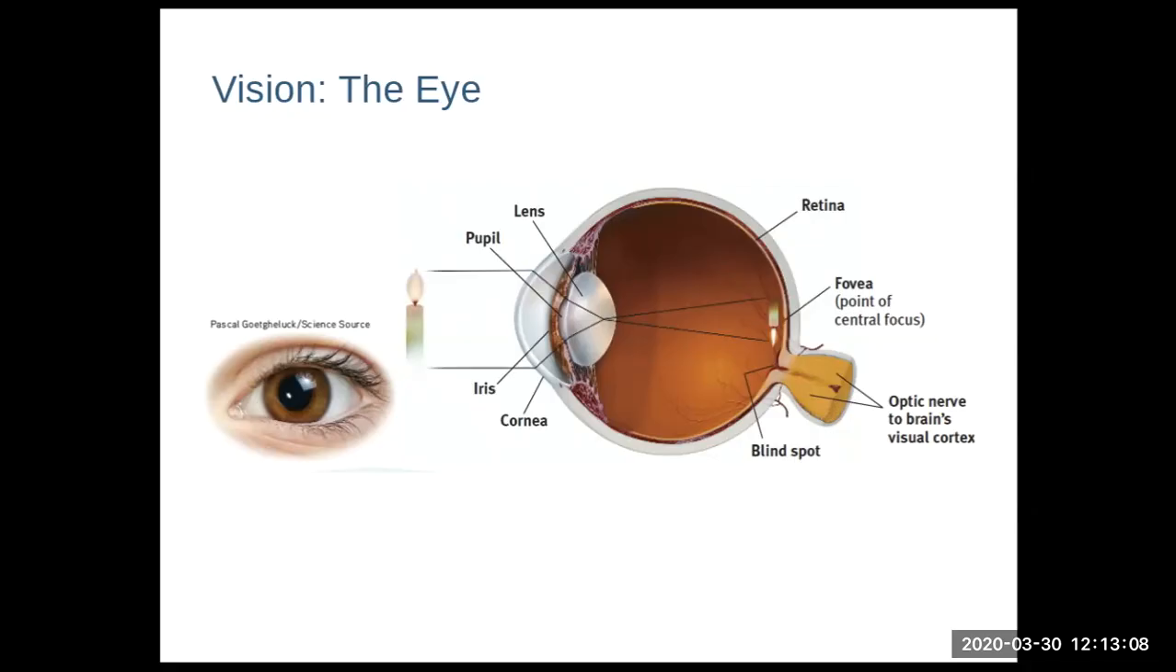So the first thing we see is the outer layer of the eye called the cornea, and you can see the word cornea right below iris. The cornea is just an outer sort of layer that protects the eye.